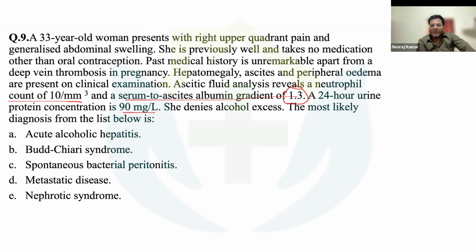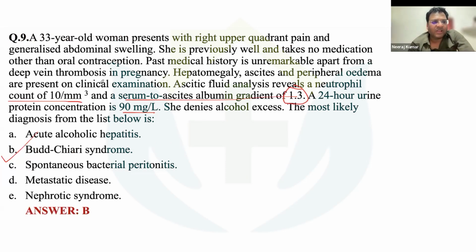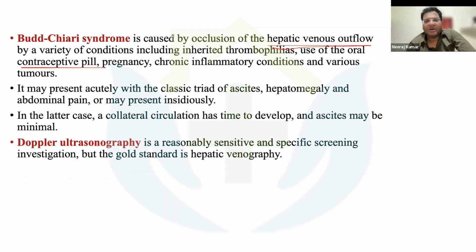Okay, anyone more? Good. So I think you guys are marking it right. So it is Budd-Chiari syndrome. Here the answer is Budd-Chiari syndrome, because you have to pick it from the SAAG ratio as well as the protein concentration. Now, why does Budd-Chiari syndrome happen? Because of obstruction to the hepatic venous outflow, and it may occur because of taking the oral contraceptive pill. So this is another first hint. The patient was on OCP, so the chances of getting Budd-Chiari are very high.